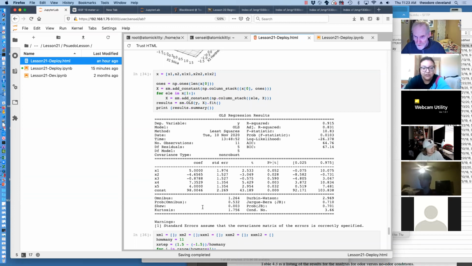Now that we have the mean square error, what's one other metric that we explored? Take the root of it. That's the root mean square error. So you have several measures of goodness of fit.